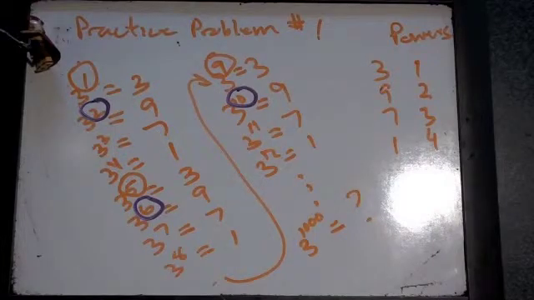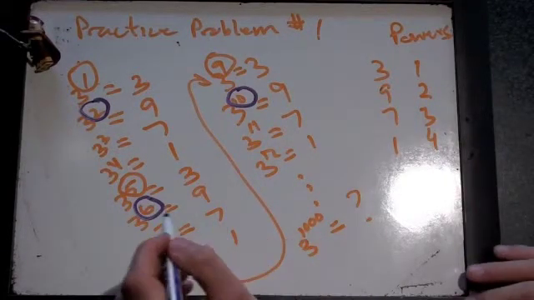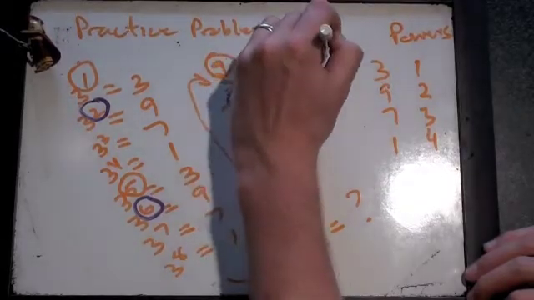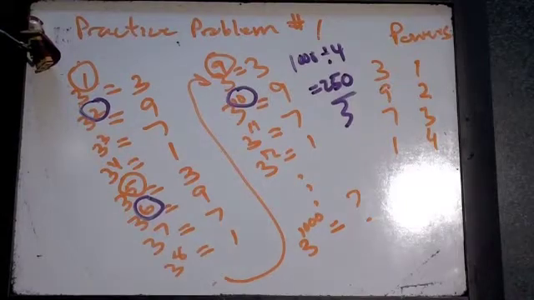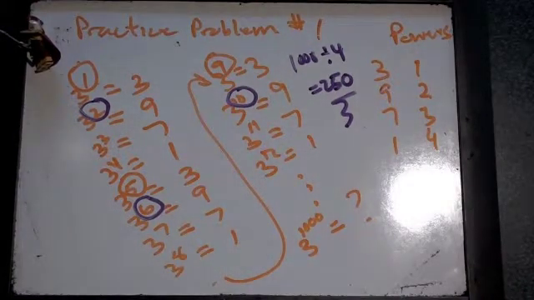So what do you think 1,000 divided by 4 is going to be? 125? No, it's going to be 250. It's 25 with a 0 on the end. So 1,000 divided by 4 equals 250. So 1,000 actually is divisible by 4.